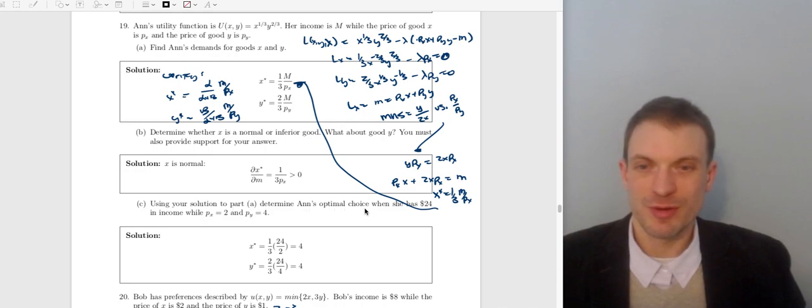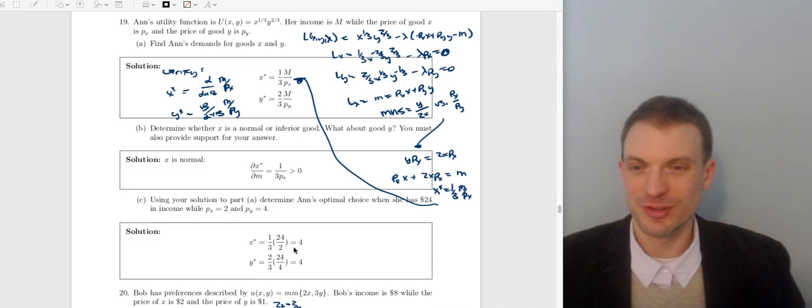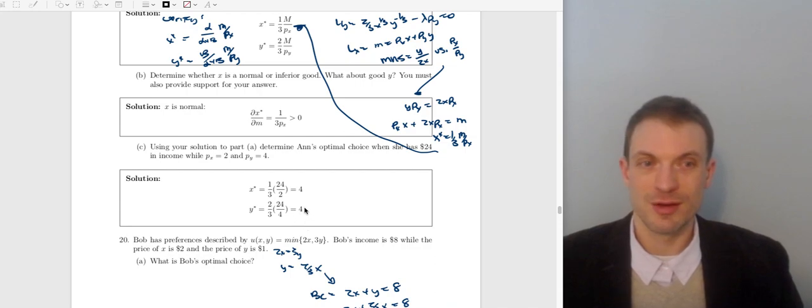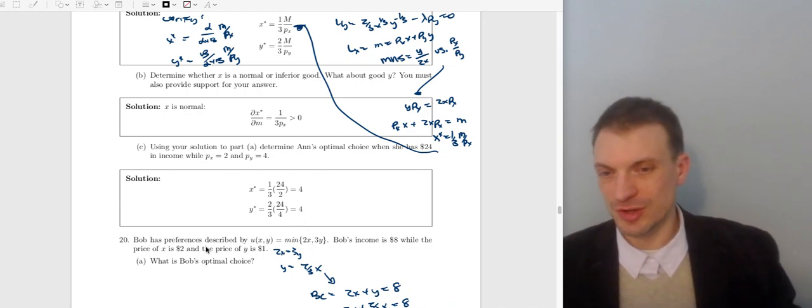Let's see, then we want to determine the optimal choice when Ann has income 24 and when these are the prices. Okay, so I'm just going to replace income, replace prices. Optimal demands for both are going to be 4 and 4. All right, and that concludes here. You see this right down here.